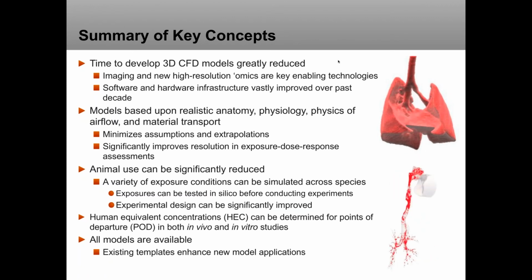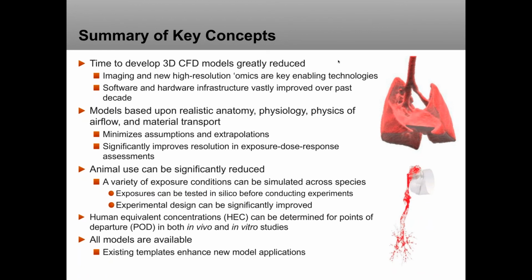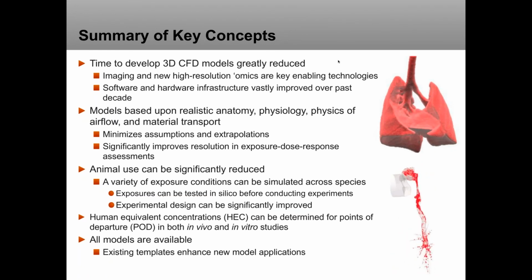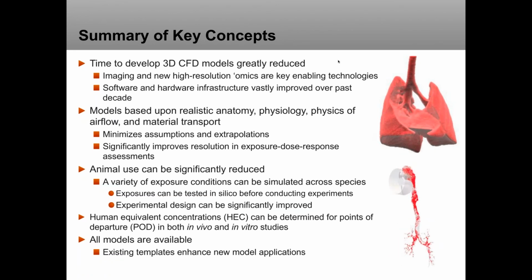These models are now based on realistic anatomy, physiology, and the physics of airflow and material transport. This does reduce assumptions and extrapolations. And it also significantly improves the resolution in our dose response analysis. In the end, the animal use can be significantly reduced. A variety of exposure conditions can be simulated across species, and exposures can be tested in silico before actually having to conduct experiments. And that overall significantly improves experimental design.